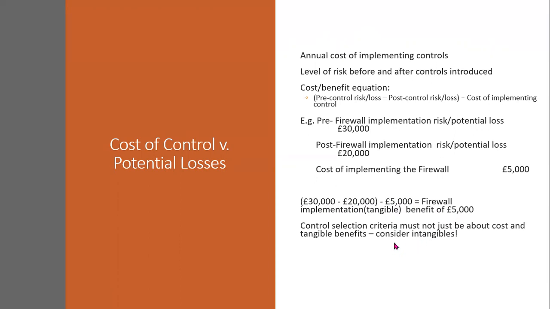However, we cannot afford to base our control selection criteria solely on the cost and tangible benefits. We need to consider intangibles, such as what benefits we might be reaping in terms of our reputation if we were to implement this firewall. So we're not just reaping a benefit of £5,000, we're also reaping an intangible benefit of protecting our reputation from damage or loss in the event we were to be attacked.